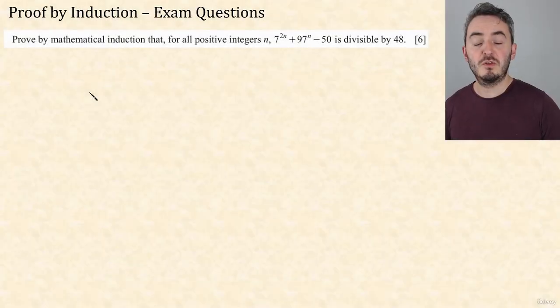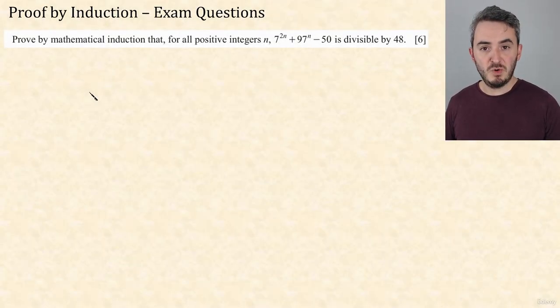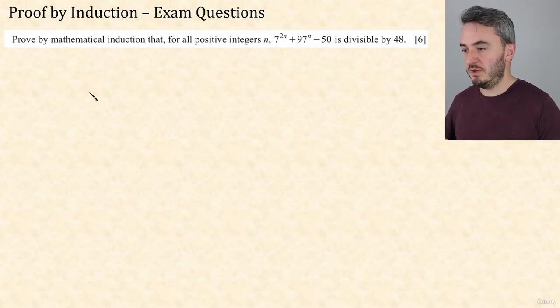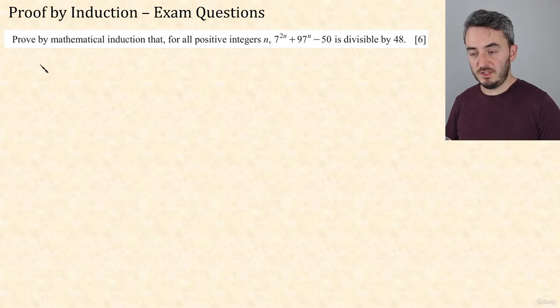In this video, we're going to work through some real exam problems on mathematical induction. As always, pause the video and try these first and see how you do. Okay, prove by mathematical induction that for all positive integers n, 7^(2n) + 97^n - 50 is divisible by 48.